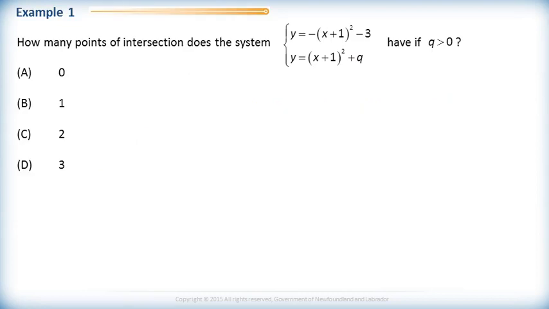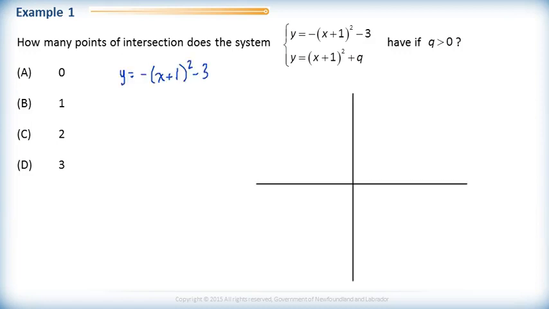Example 1. How many points of intersection does this system, y equals the negative of (x plus 1) squared minus 3, and y equals (x plus 1) squared plus q, have if q is positive? Let's see if a sketch of the information will help us. The first function is a parabola. It has vertex at (-1, -3). So let's estimate where that is. (-1, -3) right there.